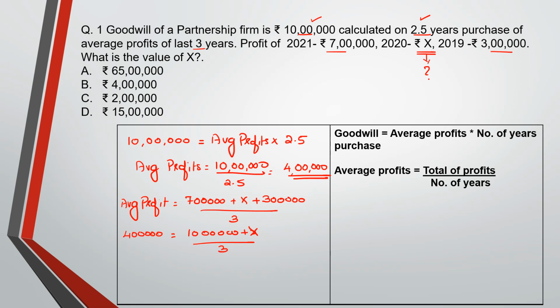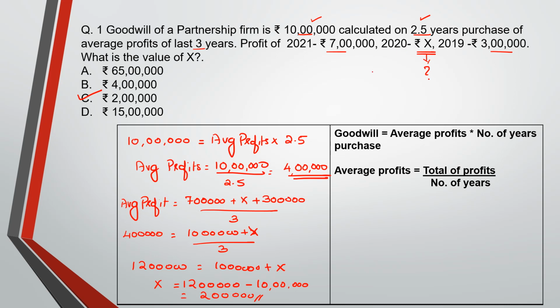Now this 3 going to the other side becomes multiplication. So you have 12 lakh is equal to 10 lakh plus X. So to find out X, take this 10 lakh to the other side. So it is 12 lakh minus 10. So it is 2 lakh. So the correct answer is C, 2 lakh. This is the profit of the year 2020.